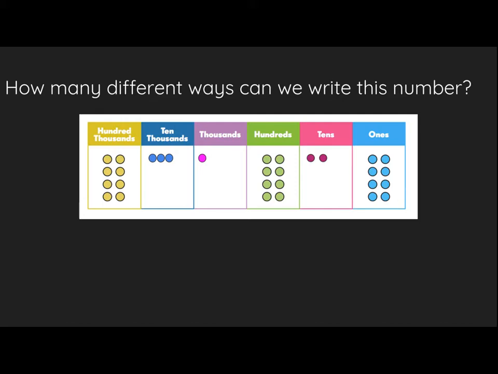Well, the important thing to do is to look to see how many of each counter we have in each column. So in the ones place, we have 2, 4, 6, 8. We have 8 ones. We have 2 tens. We have 2, 4, 6, 8 hundreds, 1 thousand, 3 ten thousands, and 2, 4, 6, 8 hundred thousands.